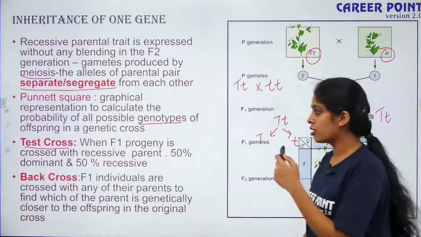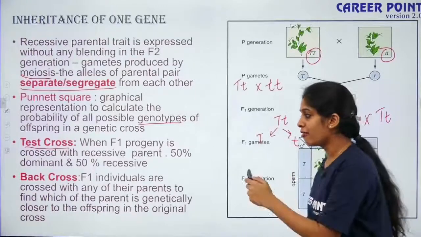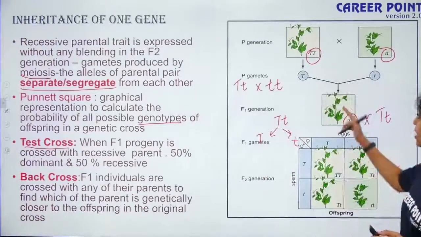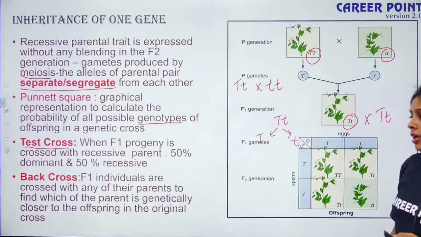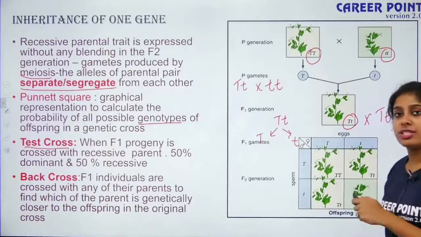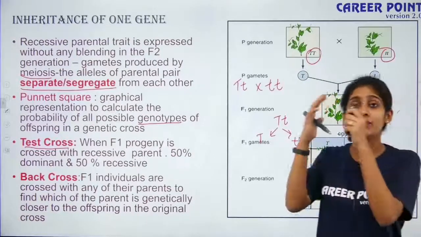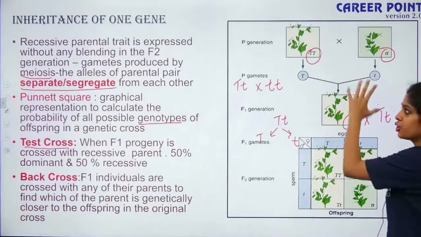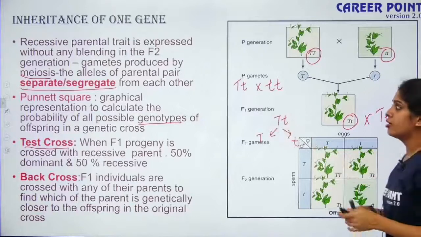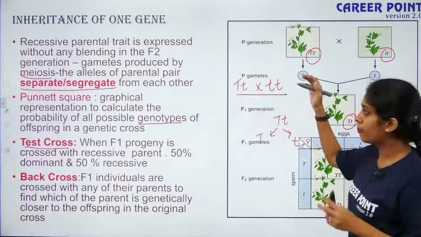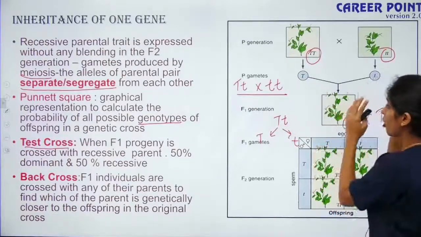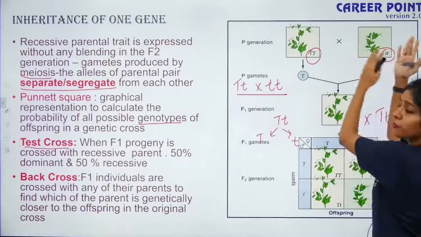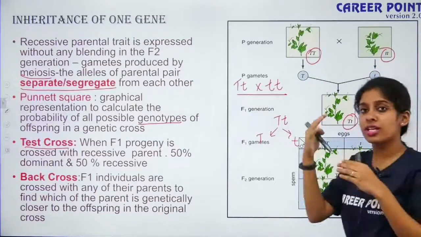Apart from a test cross, you have a back cross. So when the F1 individuals are crossed with either of their parents, it is done to find to whom they are genetically similar. So a test cross is when you cross the F1 generation with a recessive alone. But what is a back cross? When you cross the F1 generation with either of the parents to find how close they are to each parent.